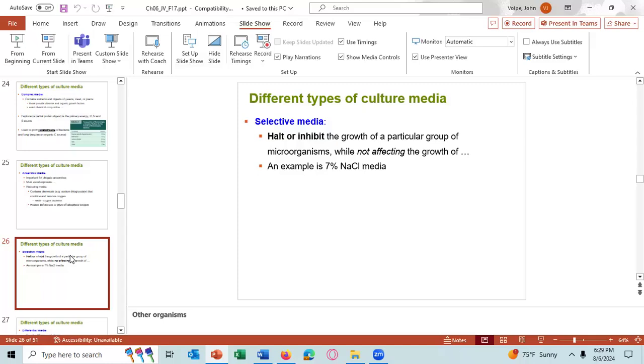So most organisms cannot grow above 2% sodium chloride, but obviously a halophile, an organism that likes salt, can grow on 7% sodium chloride media. Halophile means salt lover, by the way.